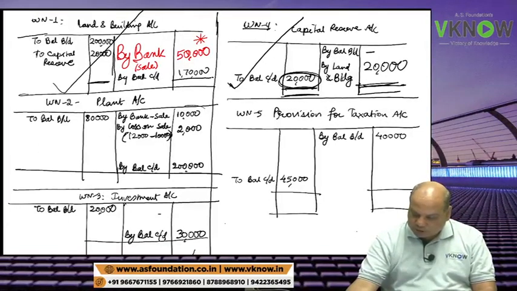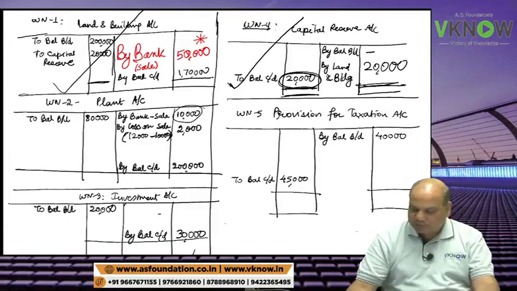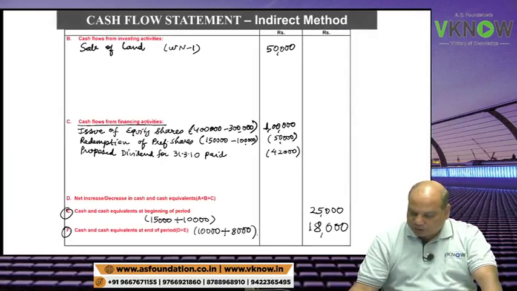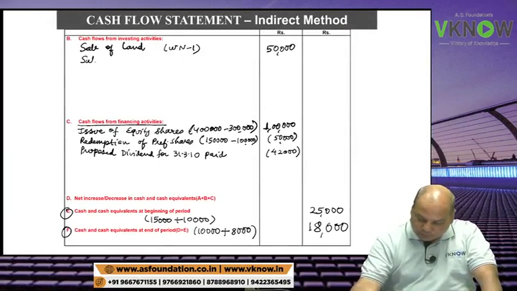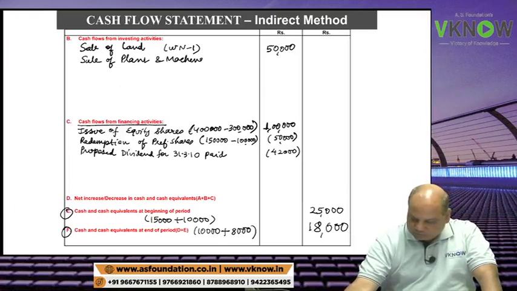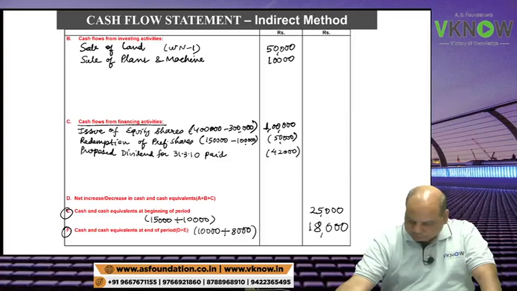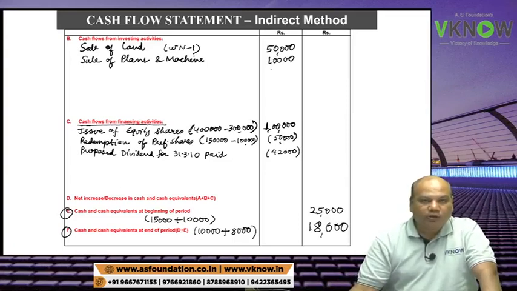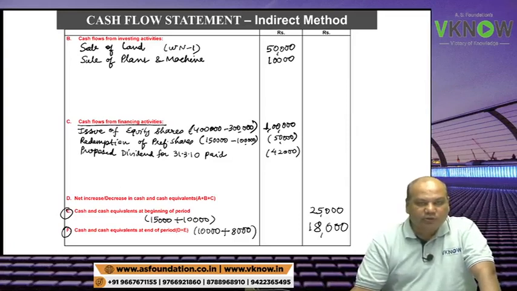So first I will give the effect of sale of plant. Sale of plant in investing activity. Sale of plant and machinery, 10,000. Sale of plant, investing activity, 10,000.